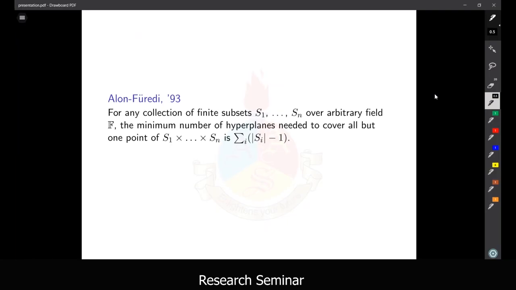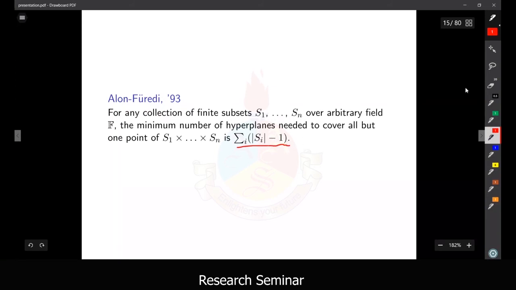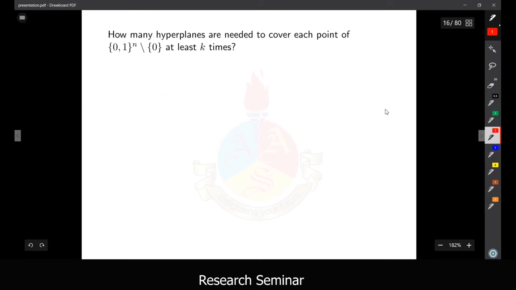Actually, Alon and Füredi proved something more general. Namely, they considered a collection of finite subsets over an arbitrary field F, and they proved that if we want to cover all points of this product but one, then we need to use at least that many hyperplanes. I mean, this is the sum of the sizes minus n, actually, we can say. Okay, so that's about it.